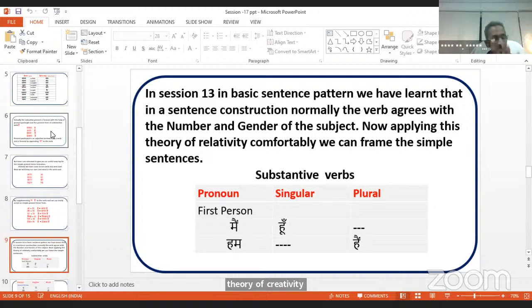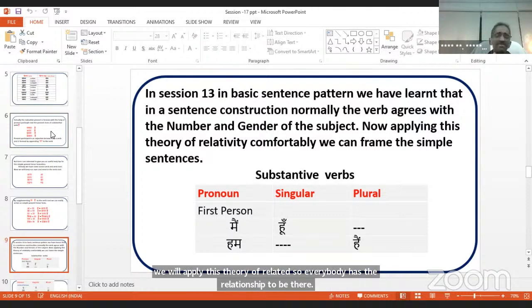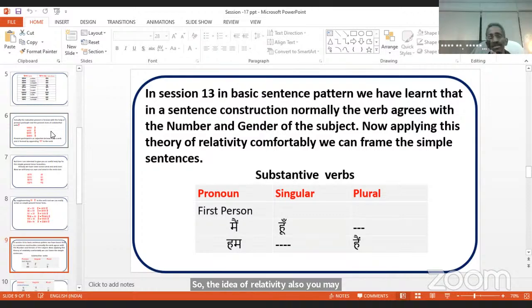Now we will apply this theory of relativity, so everywhere the relation will be there. You may also be aware of the theory of relativity, given by the great Albert Einstein. The equation was E = mc². You may be aware of this. So the same theory of relativity applies here, that means the verb according to the number and the gender of the subject.